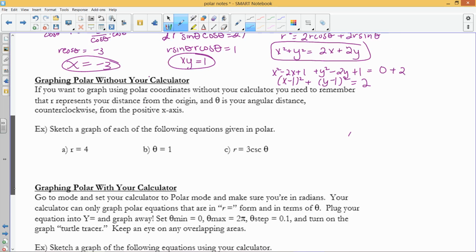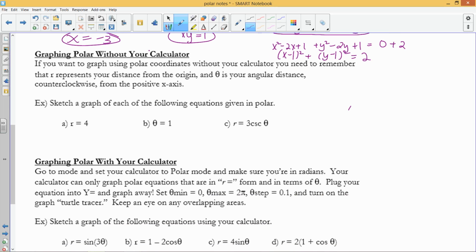All right, now graphing polar. You can graph polar without your calculator, really just using your noggin and or converting it into rectangular coordinates. So r equals 4 means that you are 4 units away from the origin, and theta isn't involved. So that means you're 4 units away from the origin for any angle you can think of.